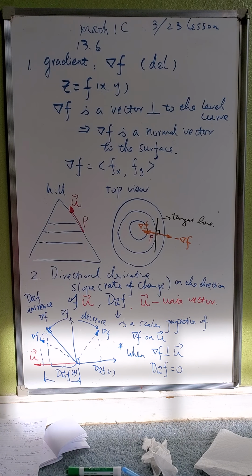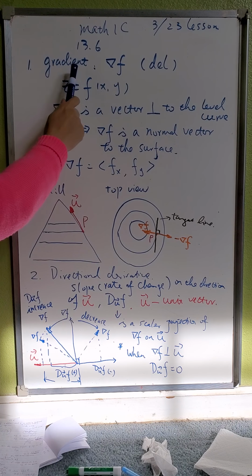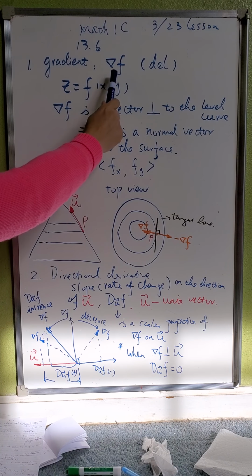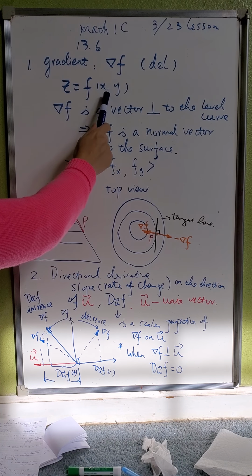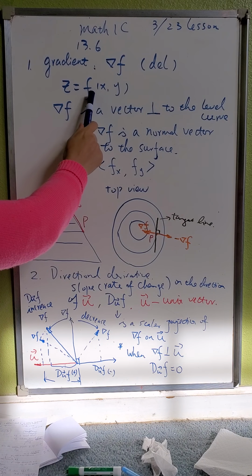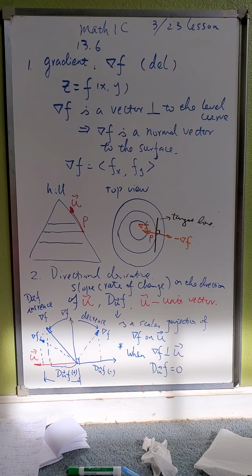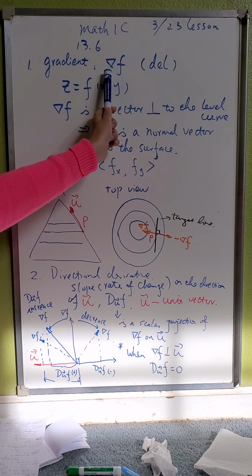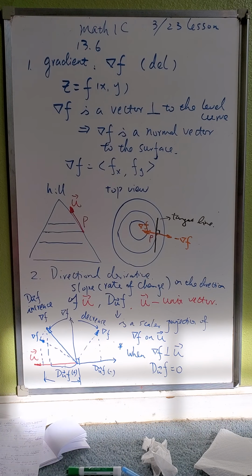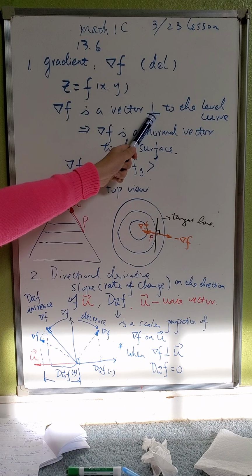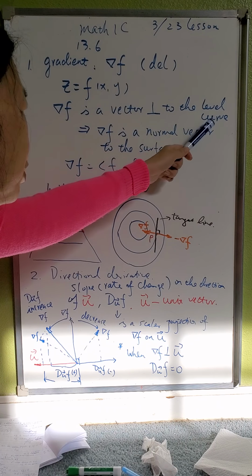On 13.6, we're going to learn a very, very important concept. The first one is called a gradient. Gradient uses the notation del f for a function z equals f(x, y). If your function has some other notation, then you change this also. The upside-down triangle we read as del. And del f, because I use f here, is a vector perpendicular to the level curve.